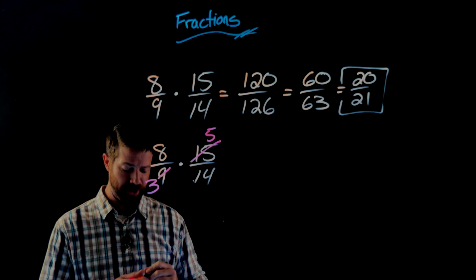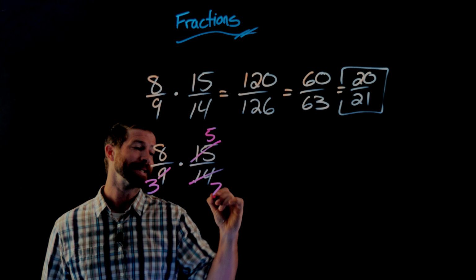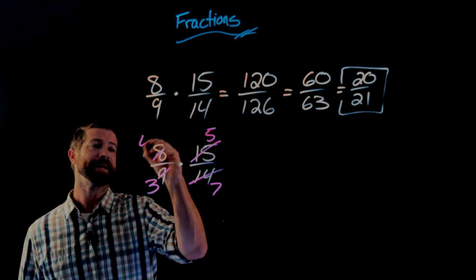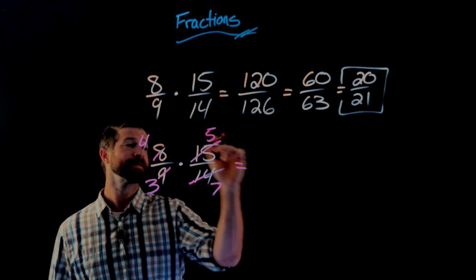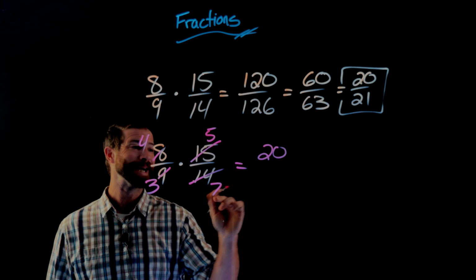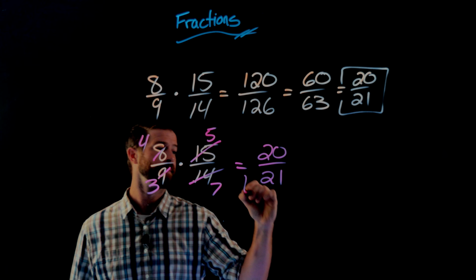If I divide this by 2, I'll get a 7. The 8 by the 2 gives me a 4. Now, if I multiply straight across, 4 times 5 is 20. 3 times 7 is 21.